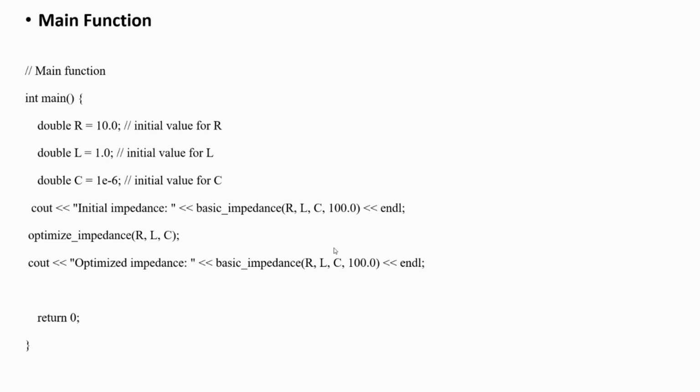Then we write the main function. This is the main function. In the main function, we initialize the values of RLC. The basic R value we have taken is resistance 10 ohms. The basic L value is 1. The basic C value is 1e-6.